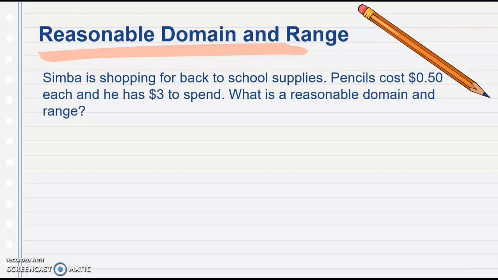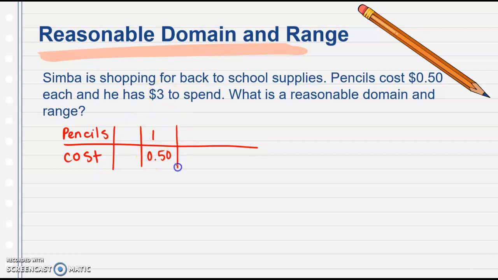So for example, he only has $3, so we obviously cannot spend more than $3. And we need to take into account that pencils cost 50 cents. So what I often like to do is create a table and think about some of the scenarios. So let's talk about what would it cost if I bought one pencil. Well, one pencil costs 50 cents. Now, I left a space out in front because a scenario that most people forget about is there's a possibility that he could actually buy 0 pencils.